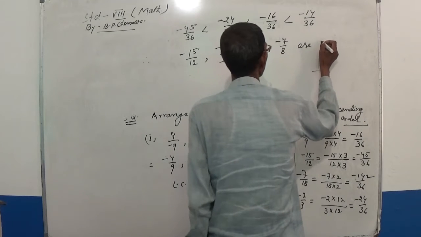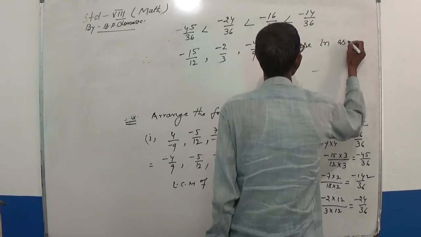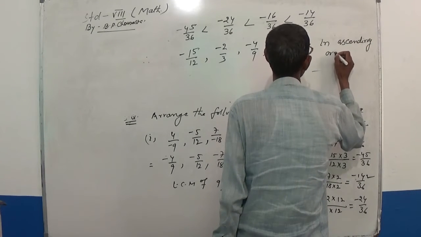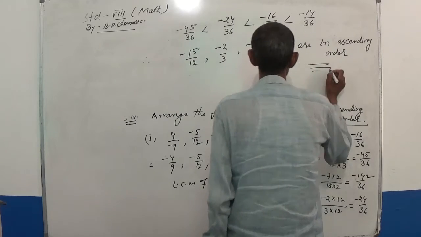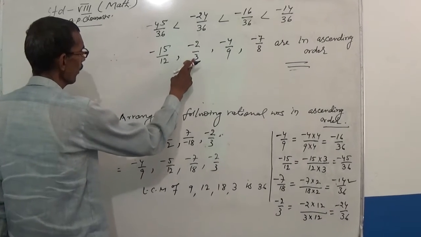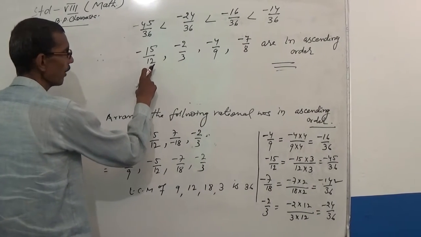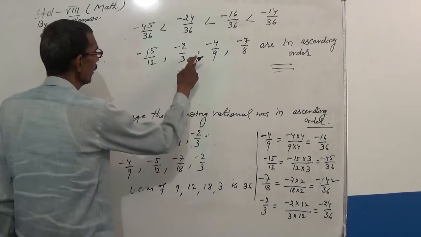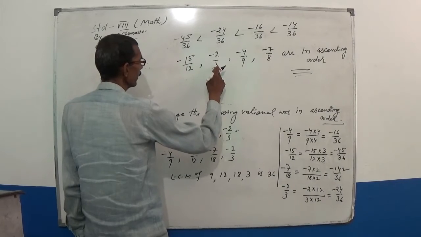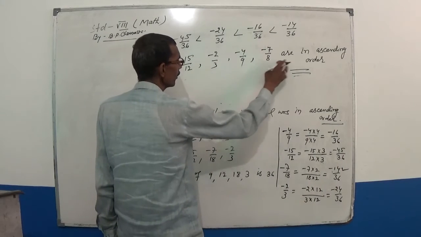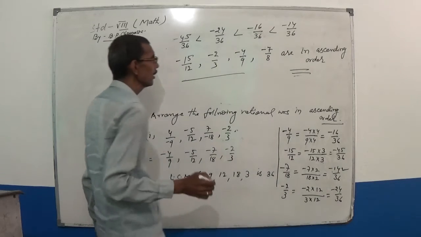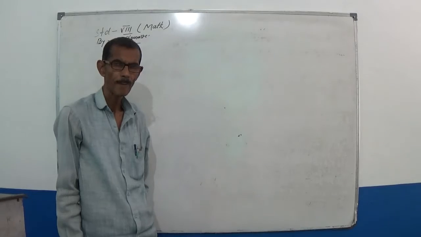Are in ascending order. Because minus 15 by 12 is less than minus 2 by 3, minus 4 by 9 is greater than minus 2 by 3. Similarly, minus 7 by 18 is greater than minus 4 by 9. This is in ascending order.